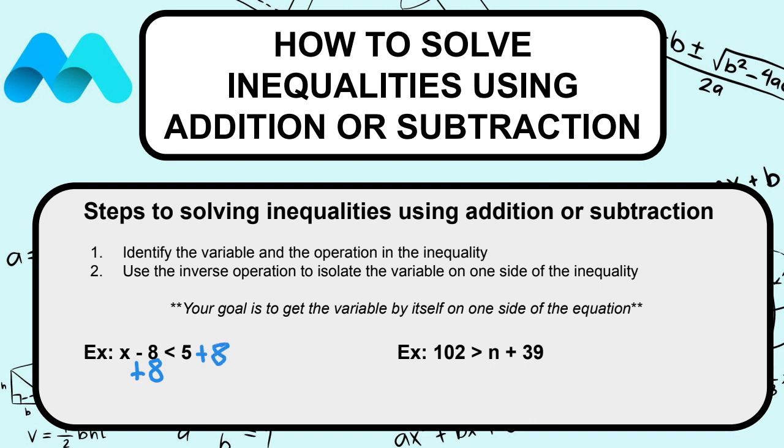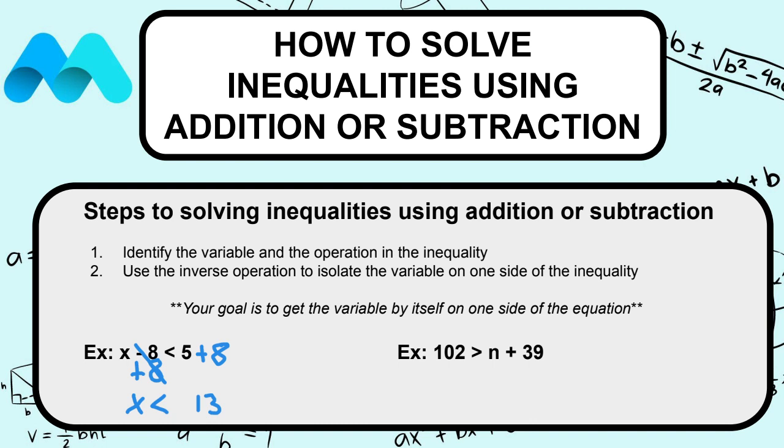So negative 8 plus 8, that's 0. I'm going to cross them out. And then 5 plus 8 is 13. I'm going to write that down here. Okay, now what you have to do is just bring down the rest of the equation, the part that we didn't touch, which is x and less than 13. So your solution to this first inequality is x is less than 13.